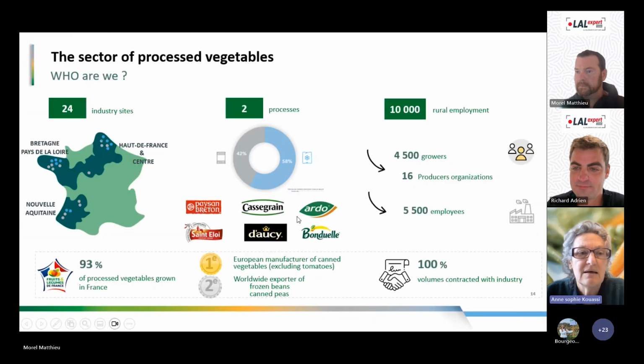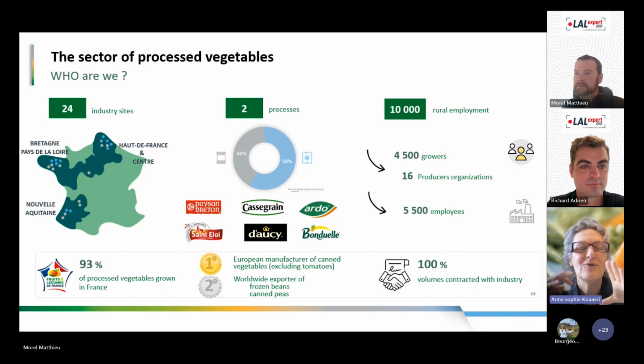So what is my sector? The sector I'm working for is the sector of French processed vegetables. It represents, in a few figures, a group of 24 industry sites, all across France. Here is a map of France, and you can see we have industry sites in three main regions in France: in the north, in the west, and in the southwest.